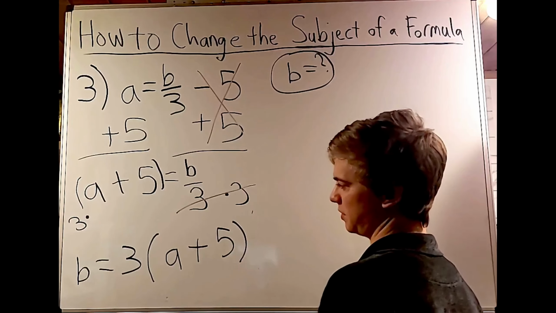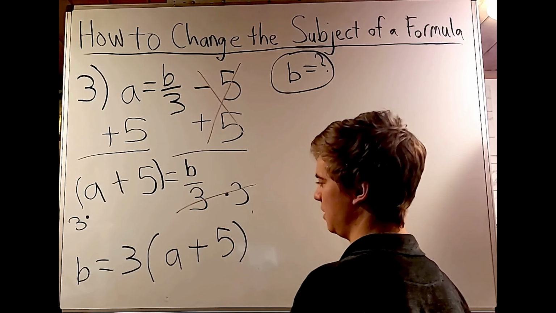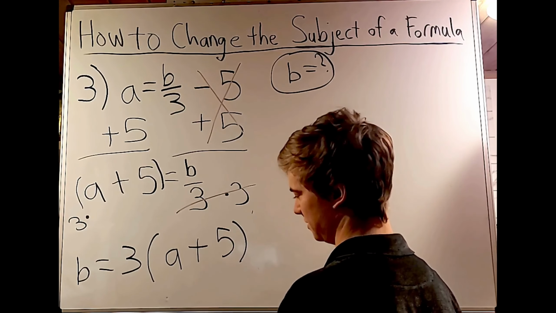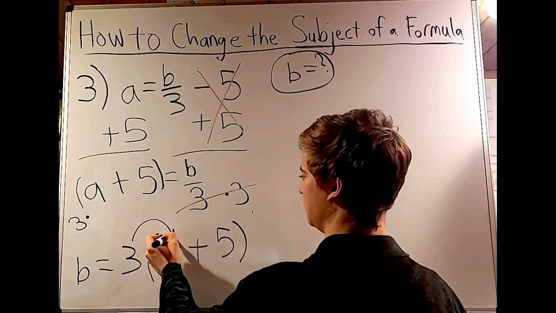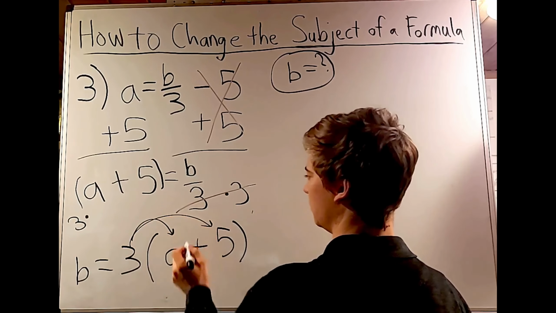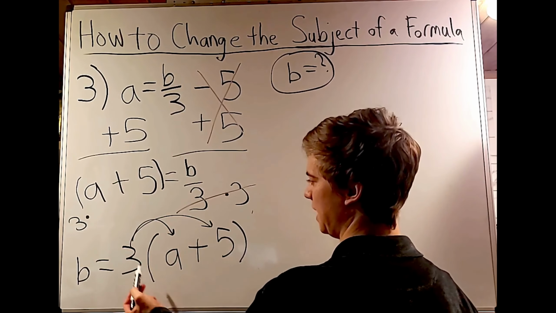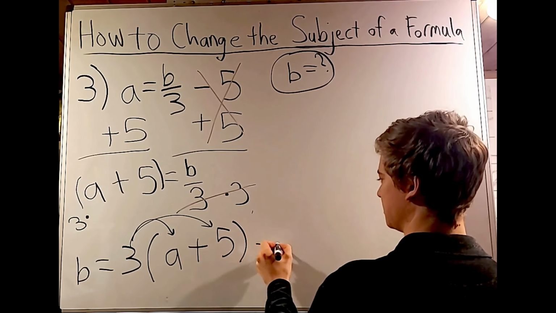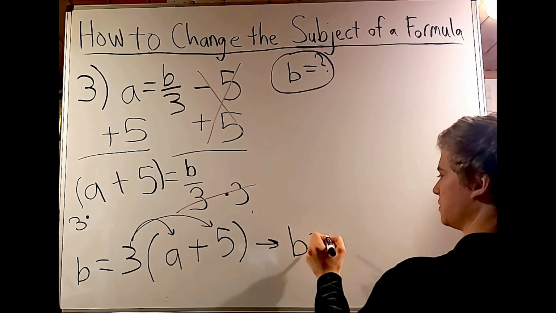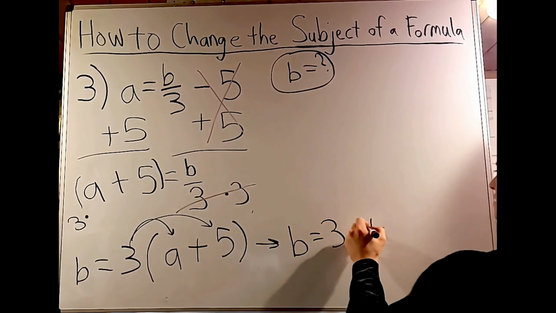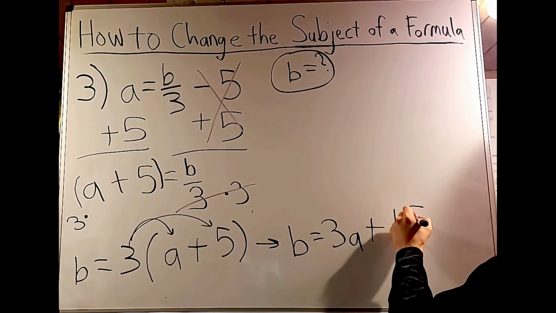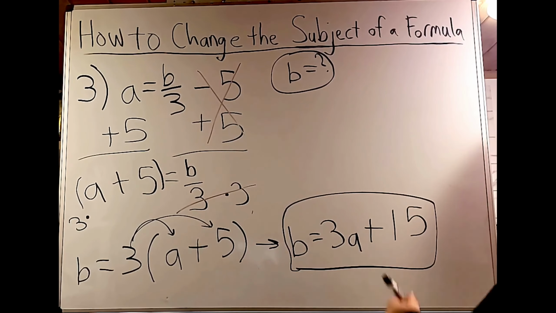Okay, but in a lot of circumstances, you're going to want to do what is called expanding this. Okay, and that's simply where you multiply what is in the front here. So we're going to take 3 times a and 3 times 5. And now that's going to give us b equals 3a plus 15, with 5 times 3. Okay, so that is the answer to this.